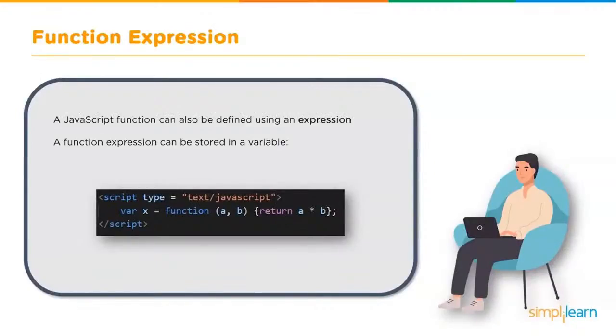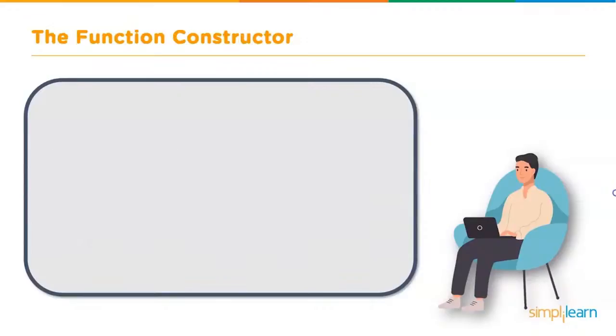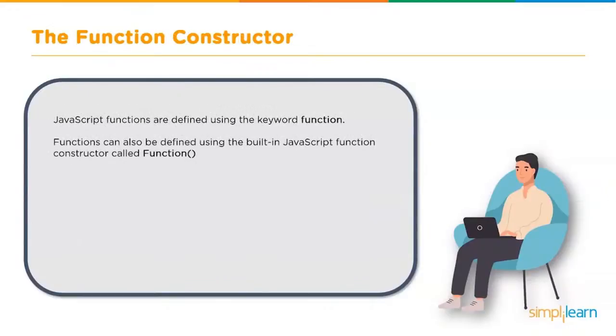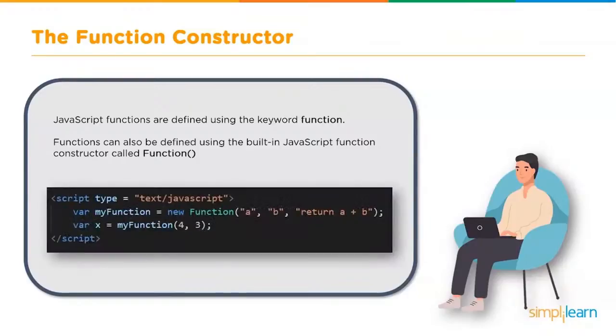Moving on to our next concept, function constructor. Now JavaScript functions are defined using the keyword function, right? Now functions can also be defined using a JavaScript built-in function. Now this is the basic syntax. So here we've created a function called myFunction and we've used the keyword new. After which we've used the constructor function, and inside we provide the parameter list. After that, the return value. Next, you can call the function here, right?